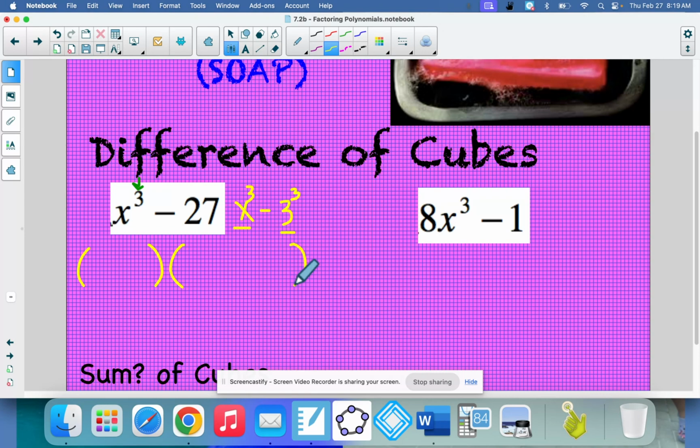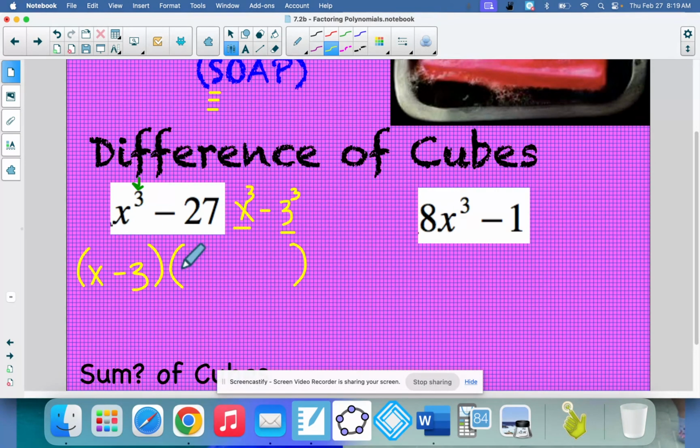So the linear part, the binomial part, the one with two terms, is going to be x minus 3. It's the same thing as the cube roots of these. I'm taking the x from this, I'm taking the 3 from this. Now, how did I know that it's minus? That's what the S in SOAP stands for. S stands for same. So we would use the same sign, not subtraction. In this case it is subtraction, but it just stands for same. So if this one was subtraction, this one is going to be subtraction.